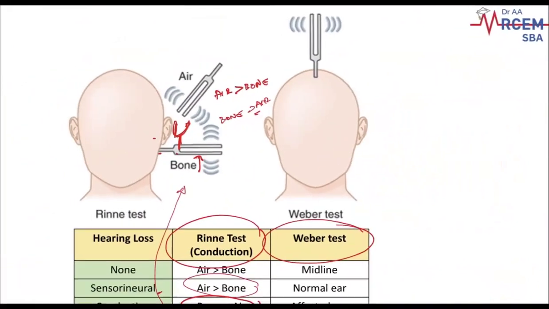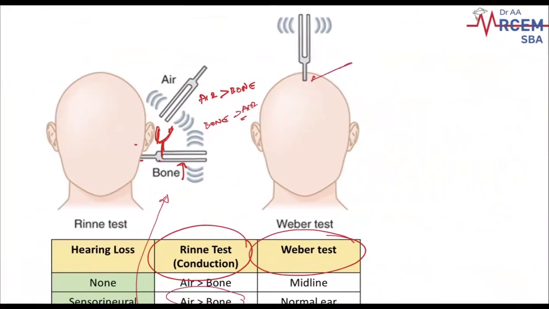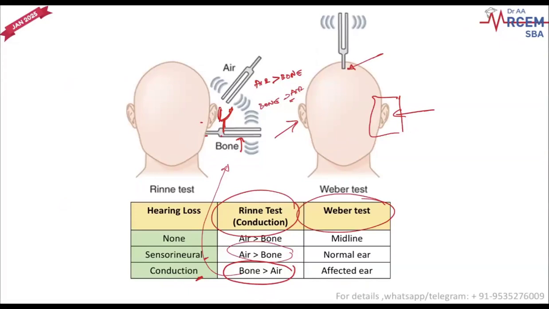Next, coming to Weber's test. In Weber's test, you place the tuning fork, after striking it, over the vertex. In a normal individual, he will be able to hear it equally in both ears. What happens if there is a conductive hearing loss? For example, the patient is having symptoms in this ear. In conductive hearing loss, he will be hearing better in the affected ear. Hearing better is known as lateralization. So he'll have lateralization towards the affected ear.